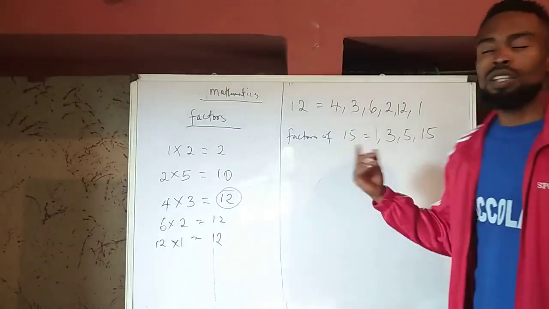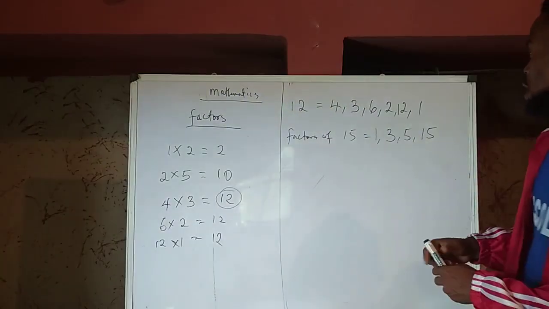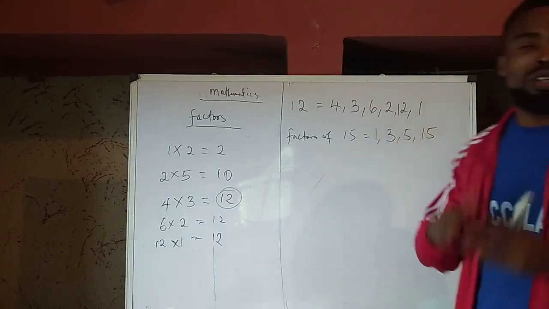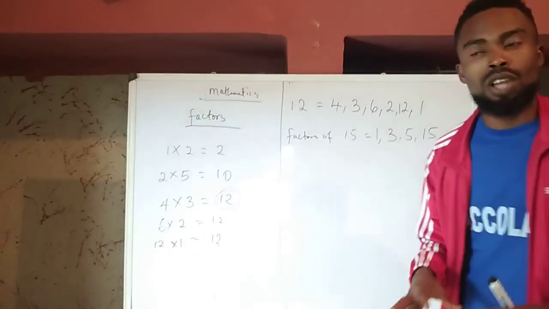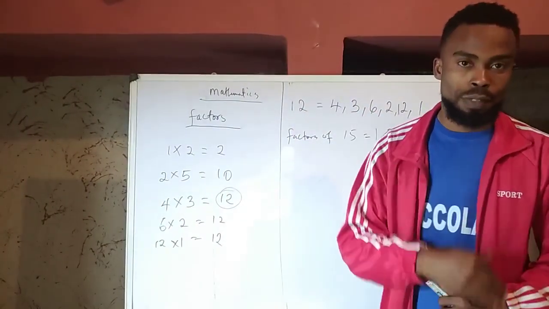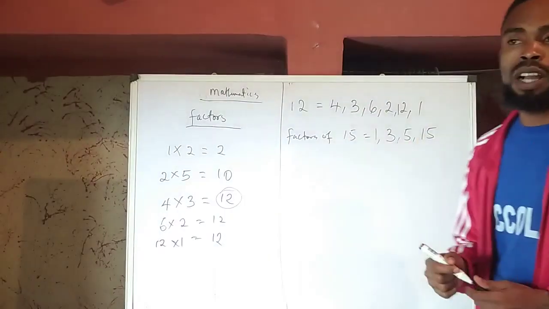2 is not a factor of 15. Yeah, like it was with 12. There is no whole number that we can multiply 2 with to give us 15. Okay, so that's the concept of factors.